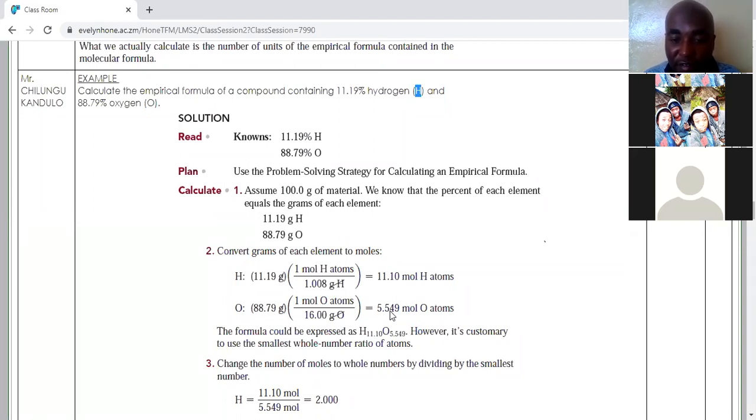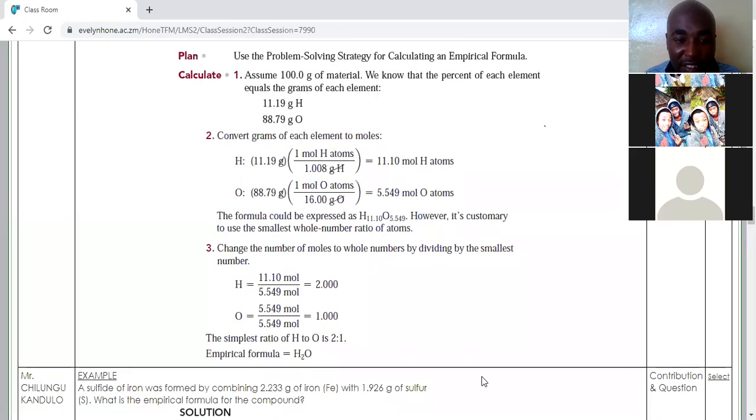The smaller one is 5.549. It should be in all numbers. So you divide over itself, also over the 11.19. 11.1 divided by 5.549 is approximately 2. Then for the oxygen, 5.549 divided by 5.549 is 1. So the mole ratio is 2 to 1.